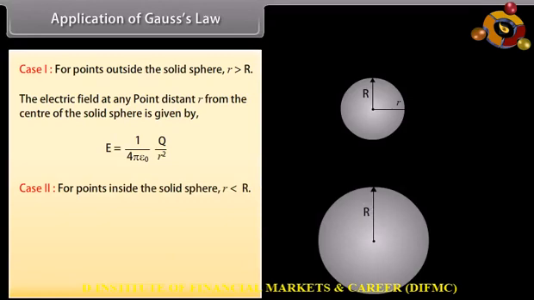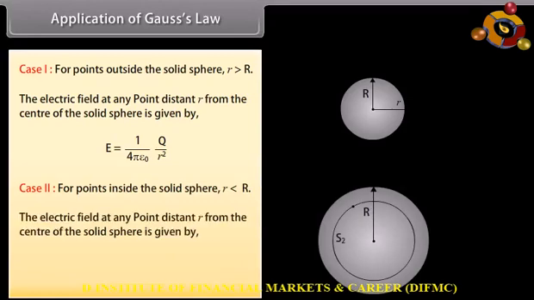Case 2. For points inside the solid sphere, r is smaller than R. The electric field at any point distant r from the center of the solid sphere is equal to 1 upon 4 pi epsilon naught multiplied by rQ upon R cube.